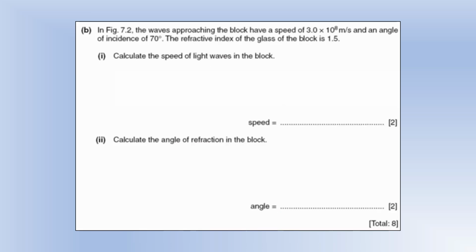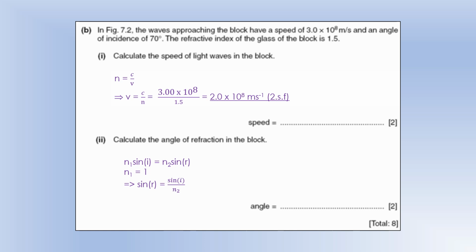Okay, so in the diagram, the waves approaching the block have a speed of 3 times 10 to the 8, so they're in something like vacuum or air, and the angle of incidence is 70, and the refractive index of the glass block is 1.5. Calculate the speed of light waves in the block. So we're just going to use the same equation we used before for refractive index, rearrange it and calculate our speed, so nothing really different here.